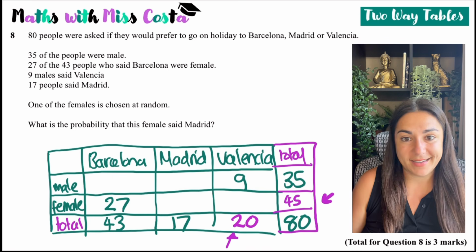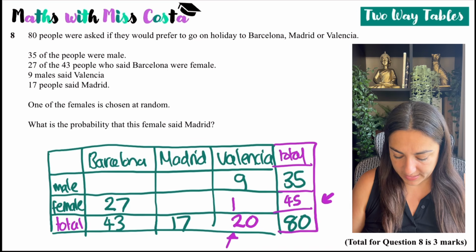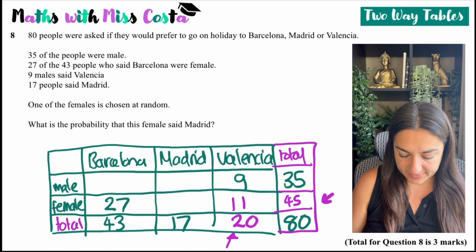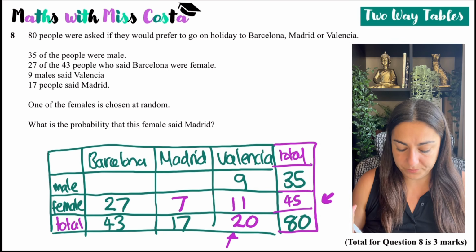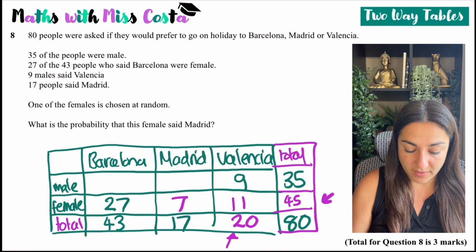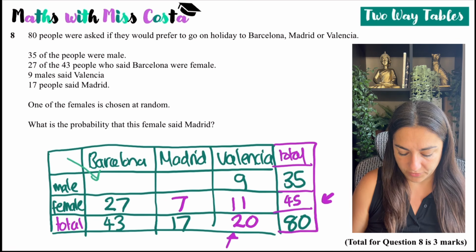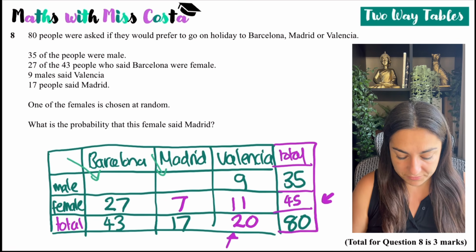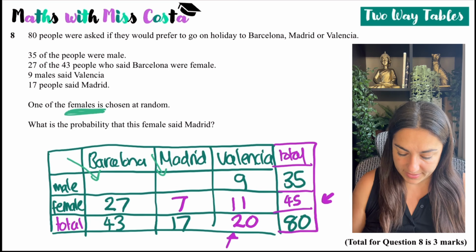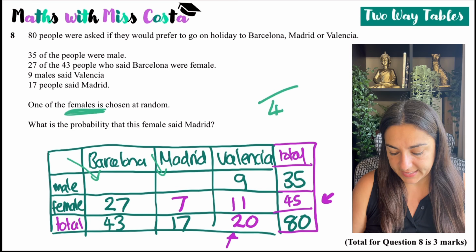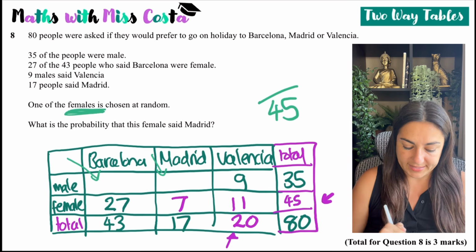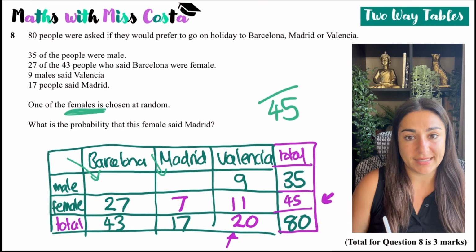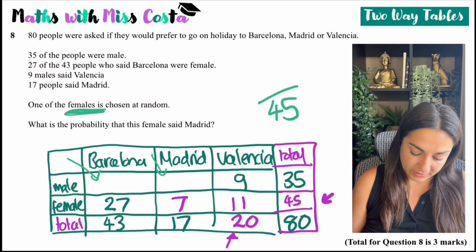Then for Valencia, it needs to add up to 20. So I know that there were 11 females. And then there's a nice little missing value here. So I'm going to do 45, take away 27, take away 11, which is 7. Now, I don't need to figure out these two. I can if I want to, but I don't need to, because it says one of the females is chosen at random. So I know that the probability is going to be out of 45 because there are 45 females. It's not said someone is chosen, it said one of the females. So that's why it's out of 45.